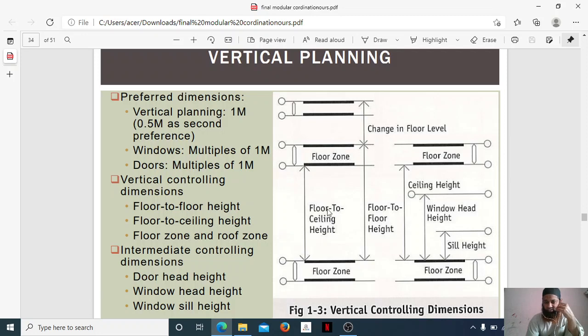So you can see here, just see this figure here, vertical controlling dimensions, floor to floor height. You can see floor to floor height is also there, floor to ceiling height is also there, and you have floor zone and roof zone.